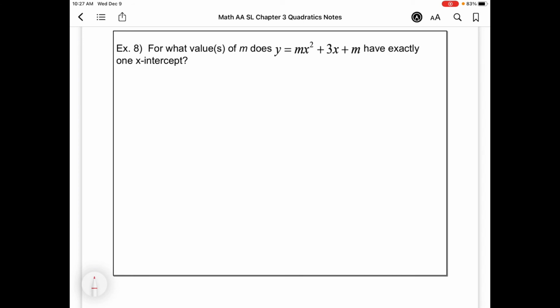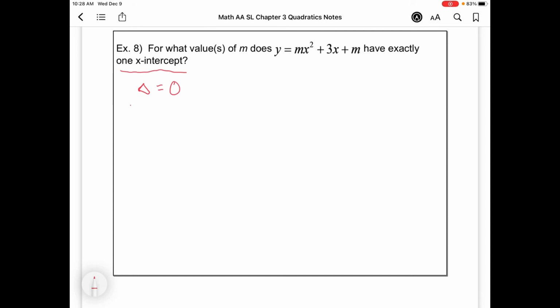So it says, for what values of m does y equals m x squared plus 3x plus m have exactly one x-intercept? Oh, IB, why do you give us all these extra variables? It's confusing, right? There are a lot of letters. But here's the key information. There's one x-intercept. As soon as they start telling about the number of x-intercepts or the number of solutions, this is a discriminant question. Here's what they have told us. They've told us we care about the discriminant, and the discriminant is 0.